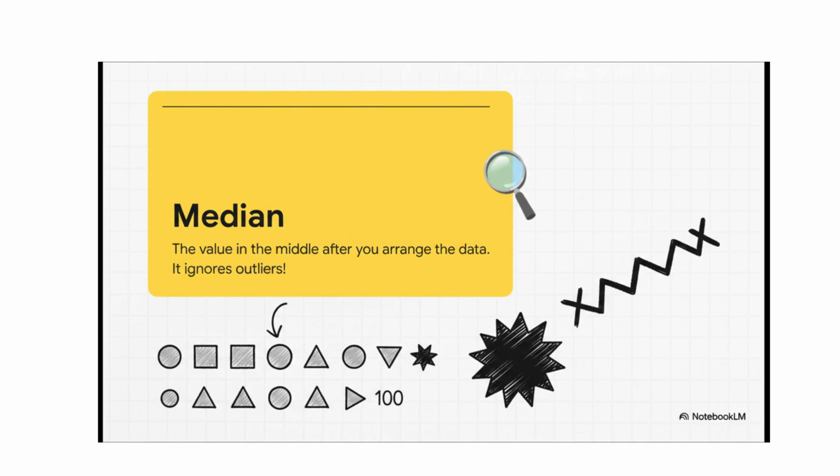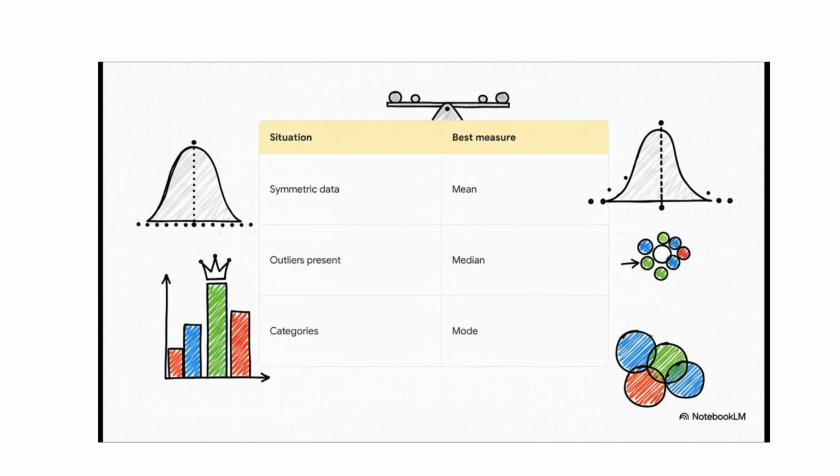And this is exactly why we have another amazing tool in our toolkit, the median. The median is just the number that's physically in the middle once you line everything up in order. For our data set, the middle number is 9. And look at that, the giant 100 has zero effect on it. It just ignores it. This makes the median way more stable and often a truer summary when you have those weird outliers.